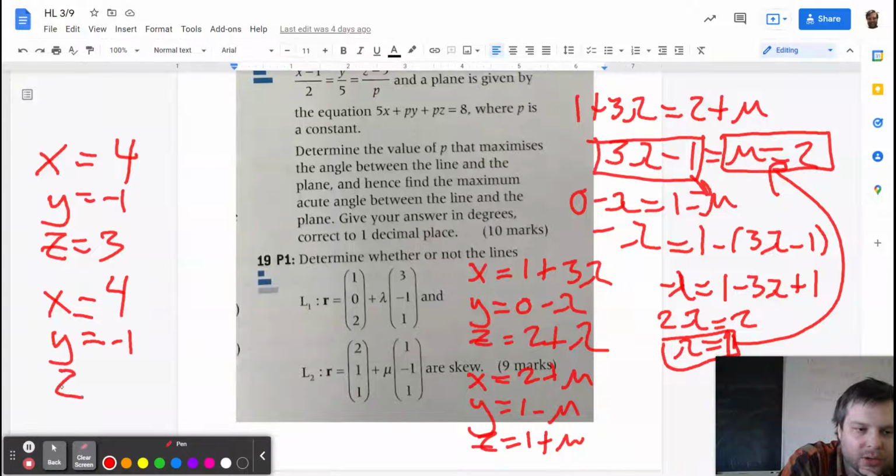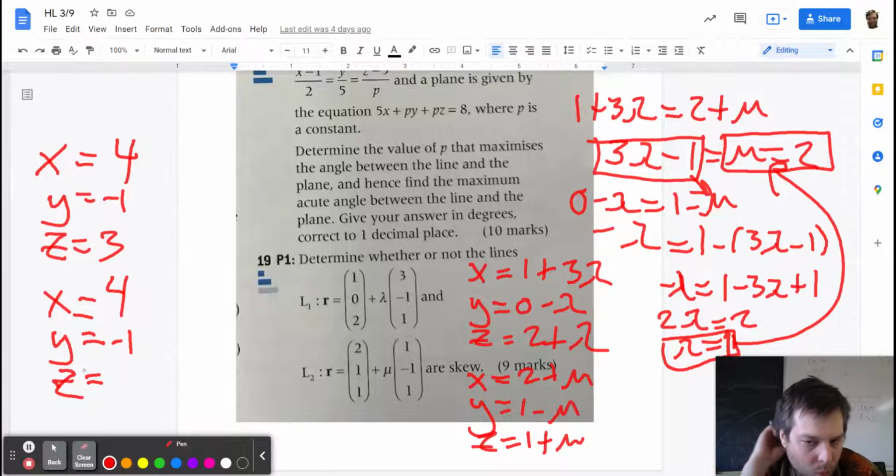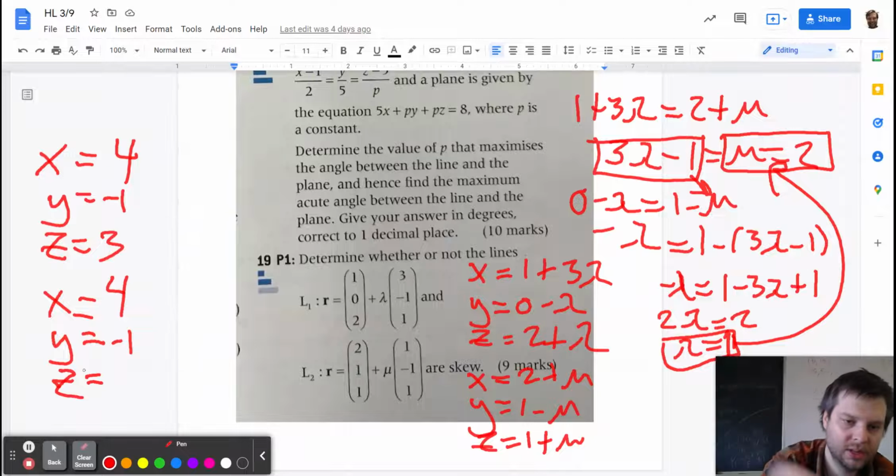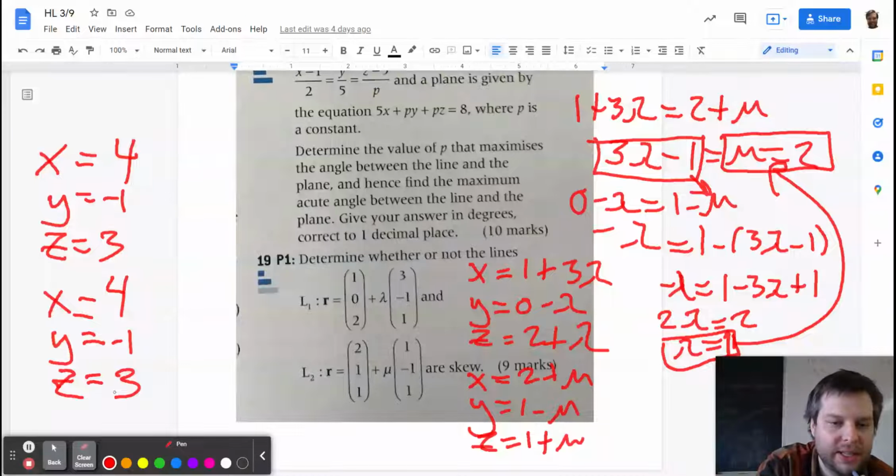Here's the moment of truth. The z-coordinate equals 1 plus mu, and that is 3. So it appears that these lines intersect at the point (4, -1, 3).